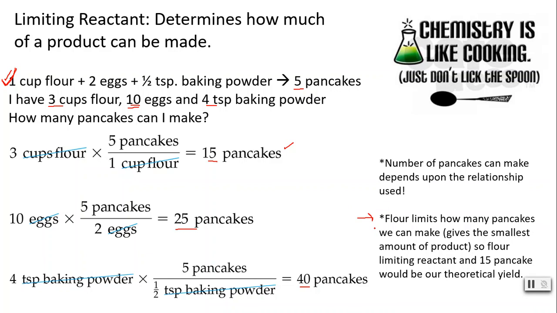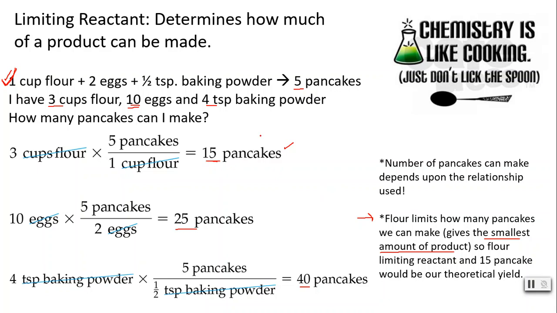And how did I know that flour was my limiting reactant? We knew that flour was the limiting reactant because it gave the smallest amount of product, specifically the smallest amount of pancakes. So I can feel confident with this recipe and the amount of ingredients that I have that I can make 15 pancakes. My flour is my limiting reactant because that's what gave me the smallest amount of product.